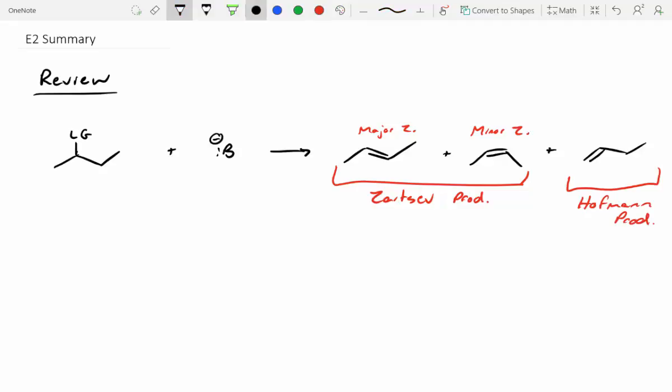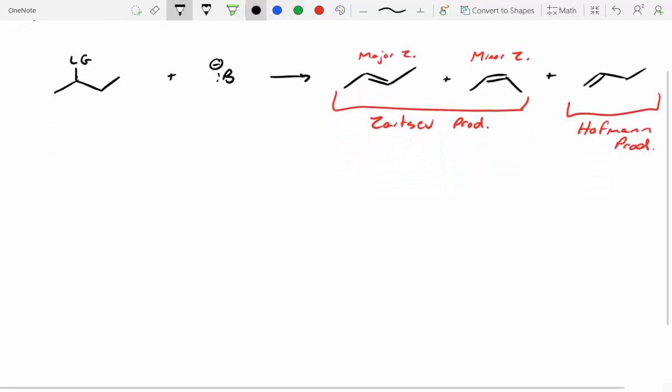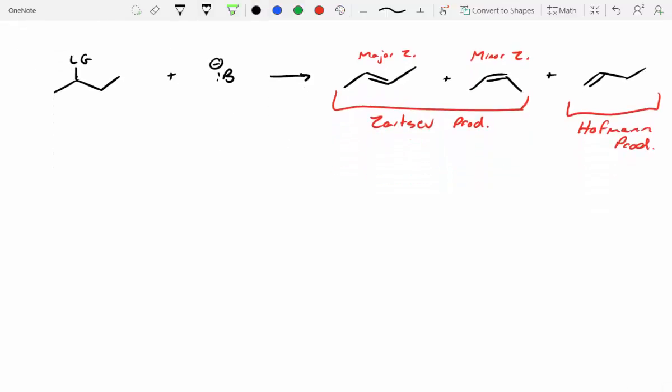And with E2 reactions, it always requires a super strong base to occur. So let's make a note of that. E2 requires a strong base, similar to an SN2 where an SN2 requires a strong nucleophile.